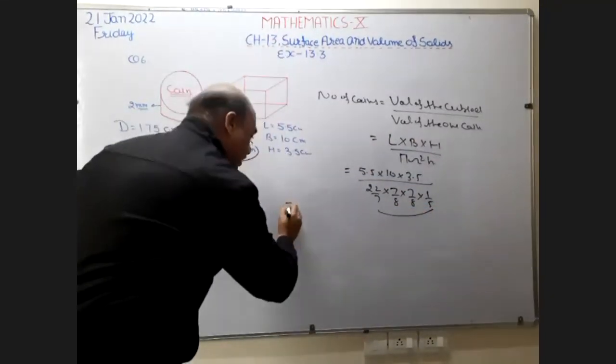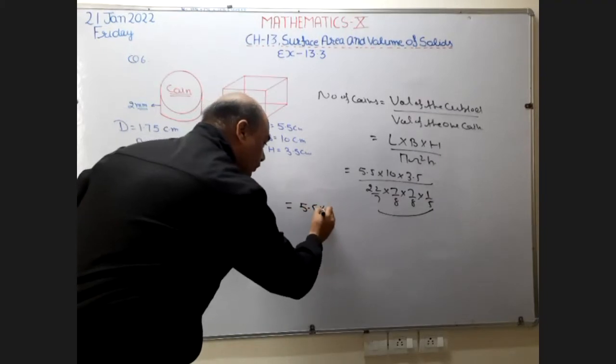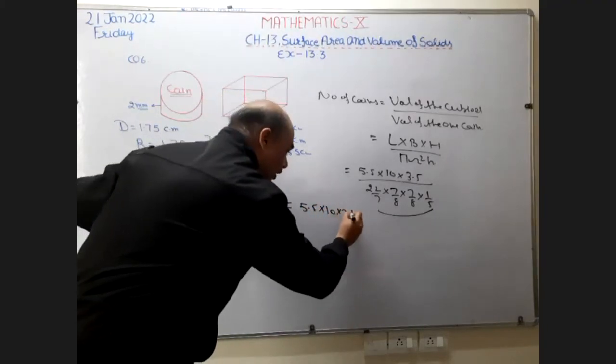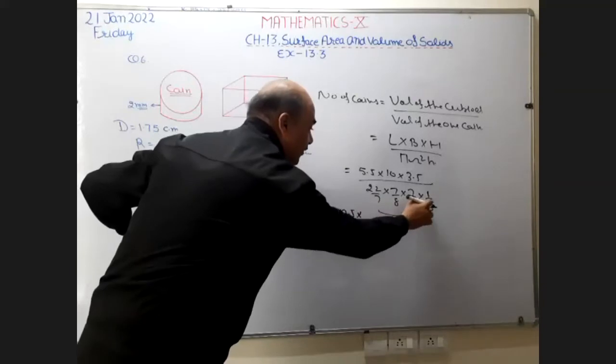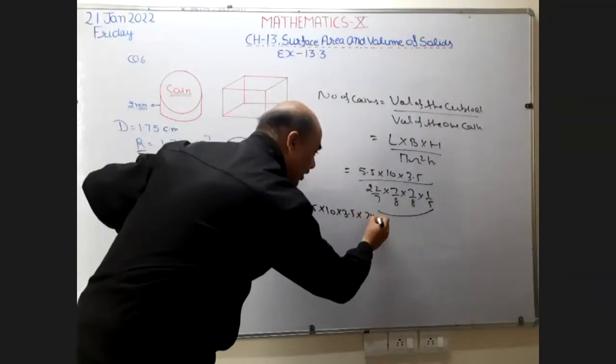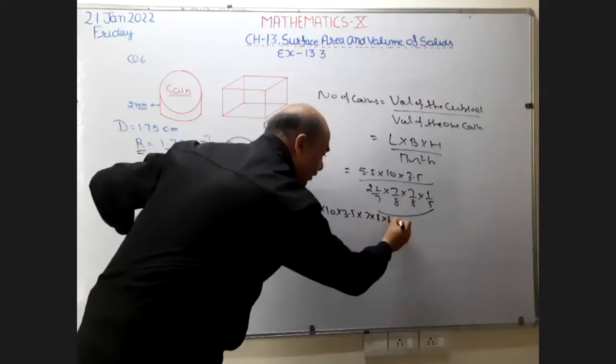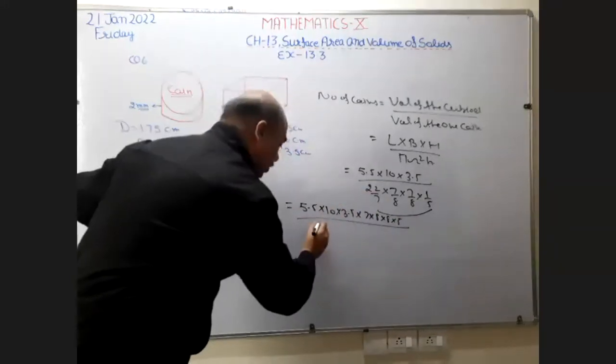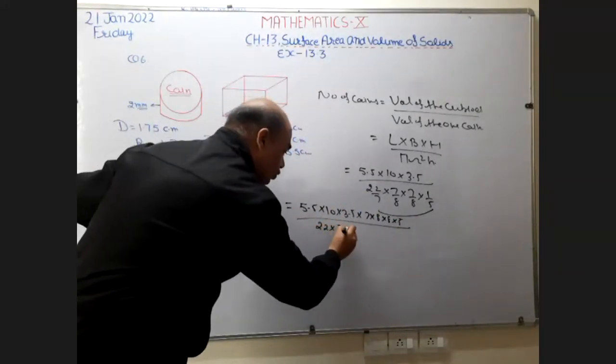So I write again 5.5, 10, 3.5. I take 7, 8, and 5 towards the numerator. This is going to be 7, 8, and 5. Now what is left? 22 into 7 into 7.